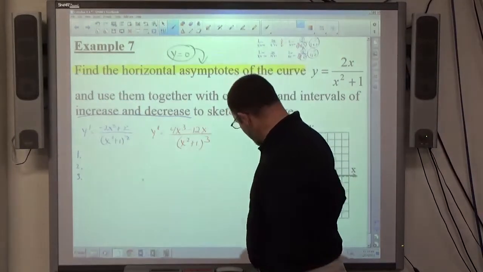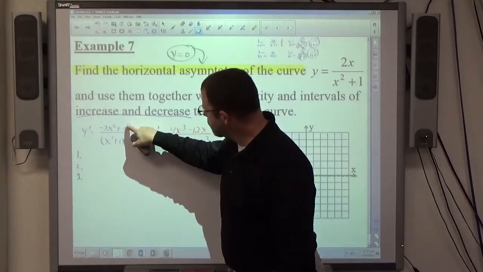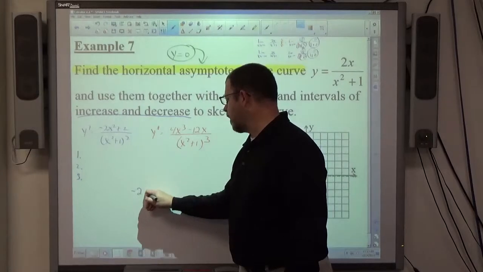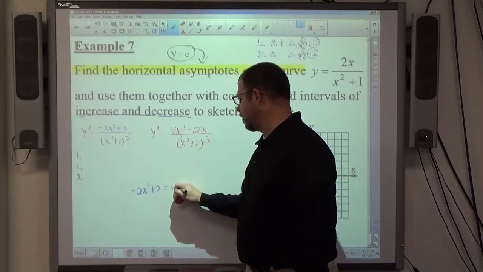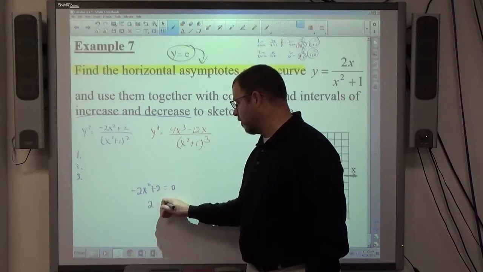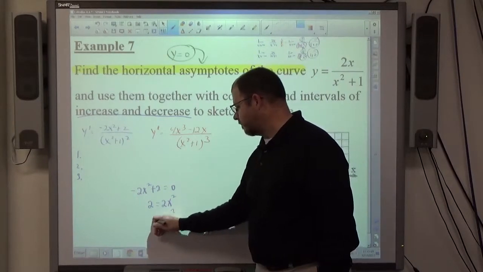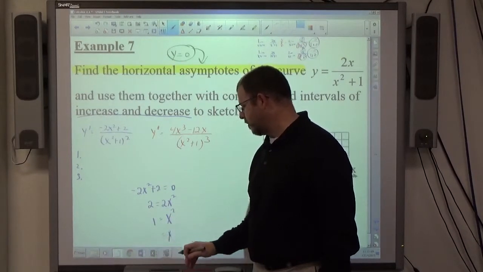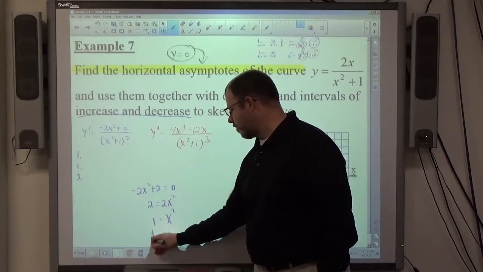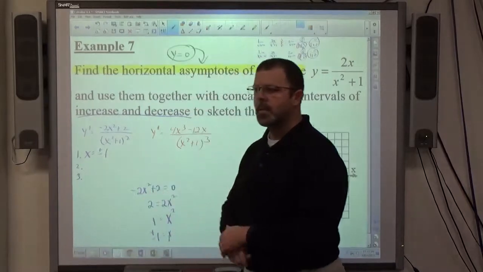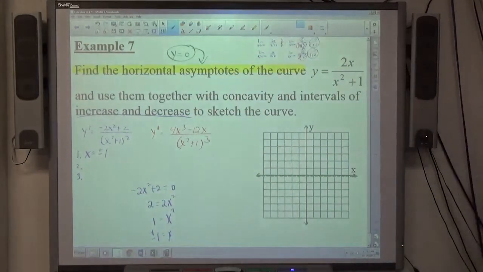So when does negative 2x squared plus 2 equal 0? Negative 2x squared plus 2 equals 0. So that means that 2 is equal to 2x squared, right? That means x squared is equal to 1, right? That means x equals? Plus or minus 1. Very good. So again, it equals 0 when the top equals 0. Top equals 0 at plus or minus 1.